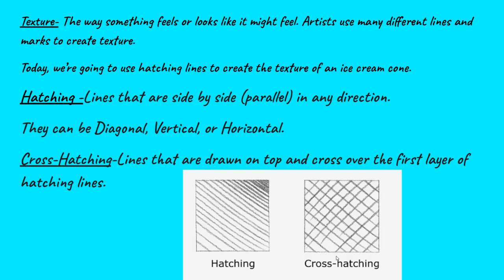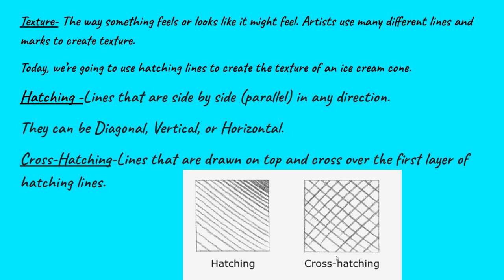Texture is the way something feels or looks like it might feel, and artists use many different lines and marks to create texture. Today we're going to use hatching lines to create the texture of an ice cream cone. Hatching lines are lines that are side by side or parallel, and they can be in any direction: diagonal, vertical, or horizontal. Cross-hatching lines are lines that are drawn on top and cross over the first layer of hatching lines.